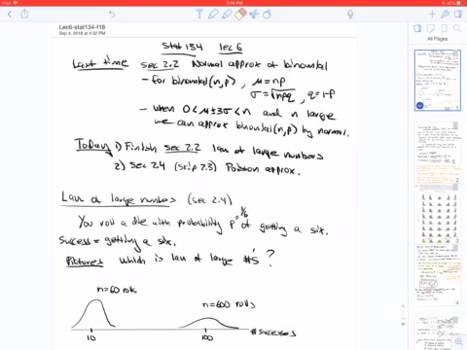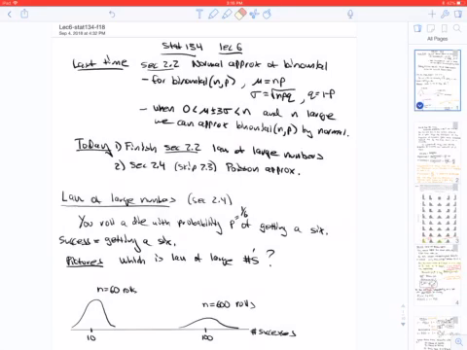So last time, section 2.2, we talked about the normal approximation of the binomial. And remember that for binomial, the mean is np, and the standard deviation sigma is the square root of npq, where q is 1 minus p.